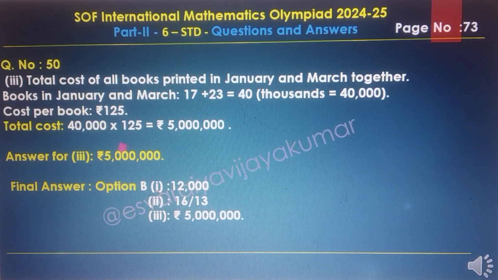And question number 3: the total cost of all books printed in January and March together. Books in January and March, 17 plus 23 equals 40,000. The cost of each book is rupees 125. 40,000 into 125, we are getting 50 lakhs. The answer 3 is 50 lakhs. The final answer is option B. First one is 12,000, second one 16 upon 13, third one is 50 lakhs.